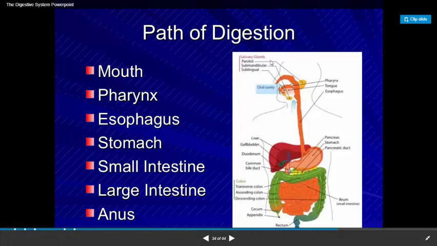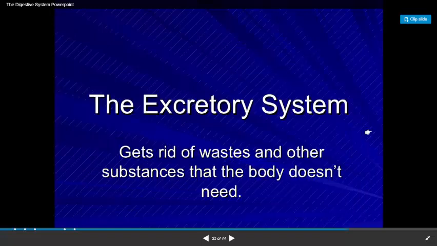So this is where the food is going to pass, through the tract. These organs are responsible for helping with the digestion. They are not part of the tract.